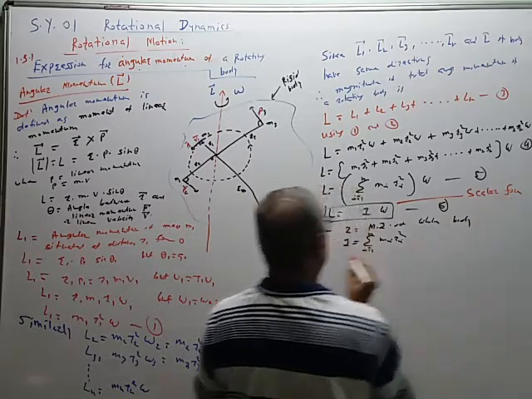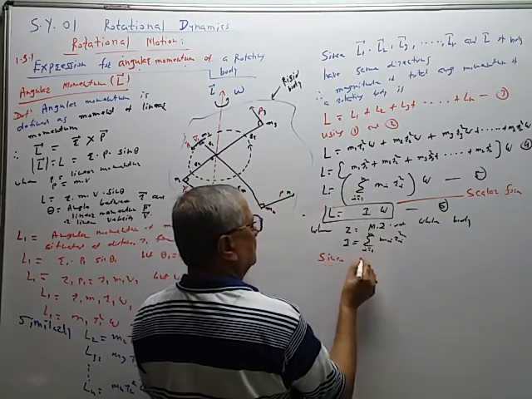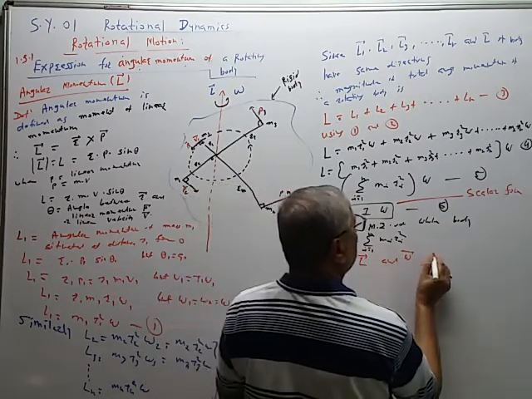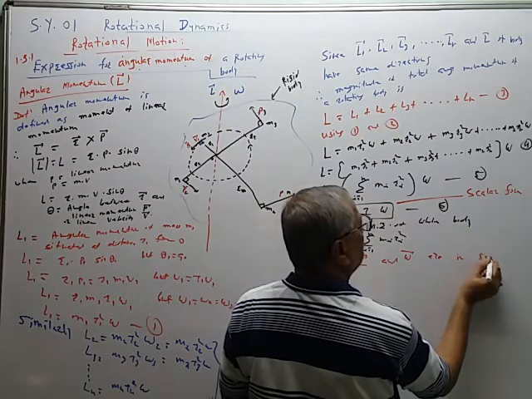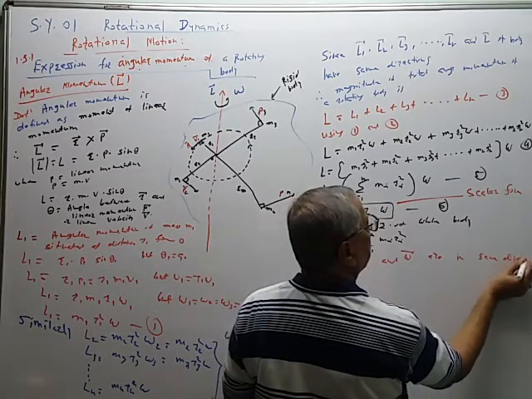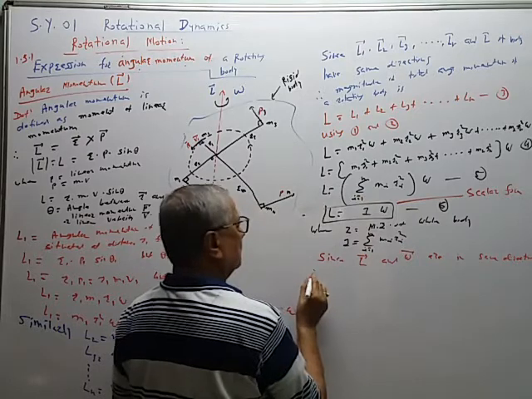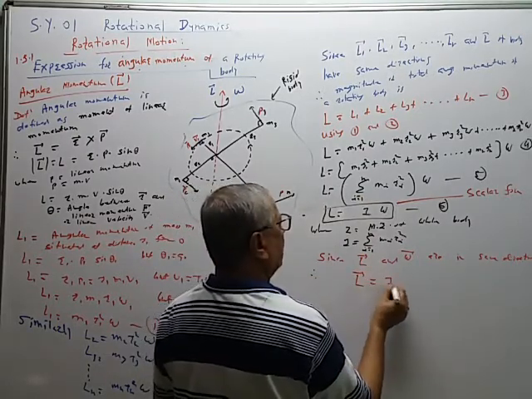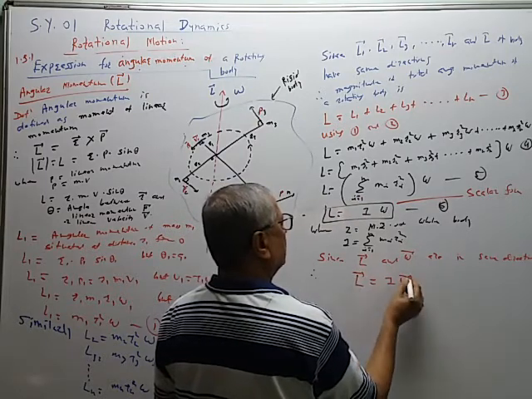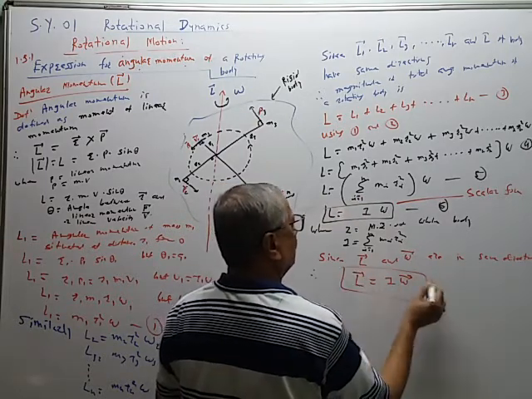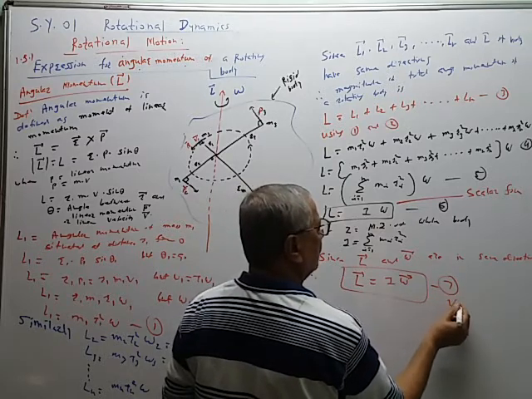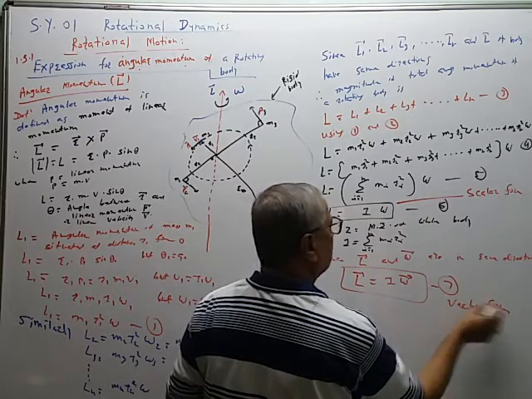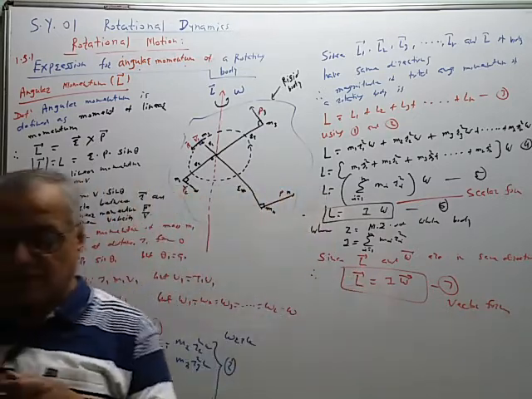Scalar form. Since vector L and vector omega are in the same direction, therefore vector L is equal to I times vector omega. This is equation 7. This is a vector form. Again, for the same reason, moment of inertia is a scalar quantity.